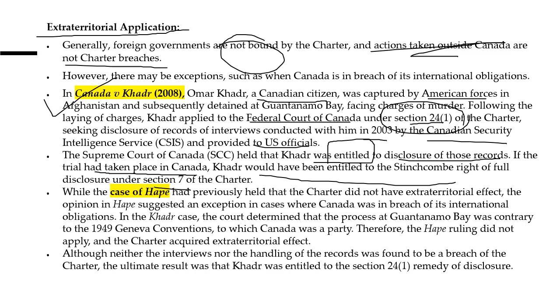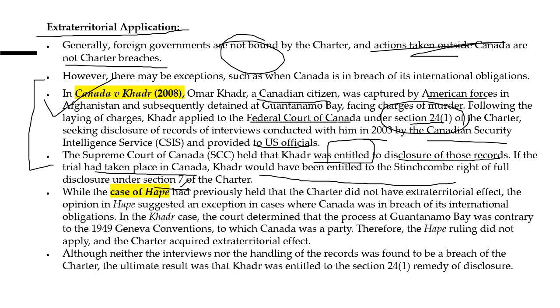While in the case of Hape, it depends on a case-to-case basis. What kind of situation is this? How serious is the matter? What kind of fundamental rights are in question? Like here, Section 7, which is an important Charter right. So that is why we allow disclosure of evidence. He had the right for that.